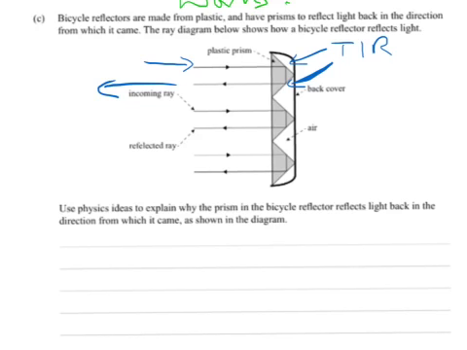So use physics ideas to explain why the prism in the bicycle reflector reflects light back in the direction from which it came, as shown on the diagram. Okay, that's exactly what it's getting at.